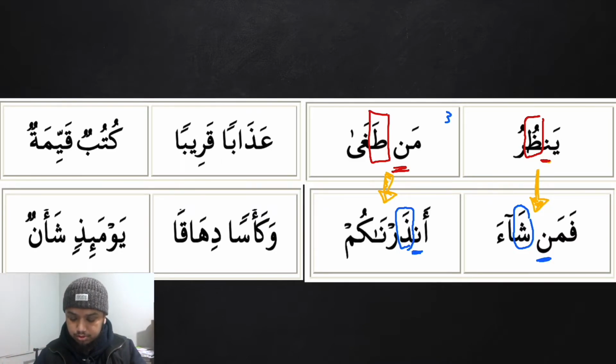We move on to example number 4 here. عذابا قريبا. We have a tanween here, followed by a qaf, which is a full mouth ikhfa letter. عذابا قريبا عذابا قريبا.